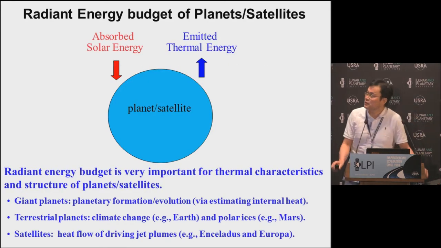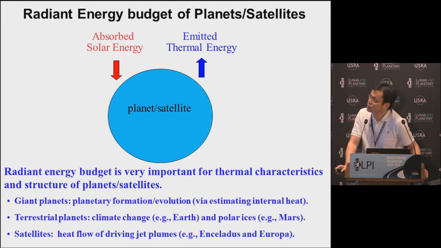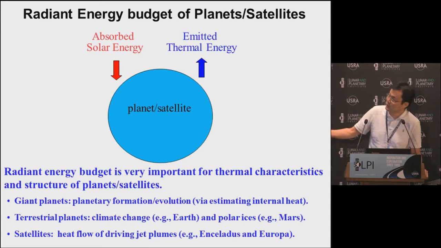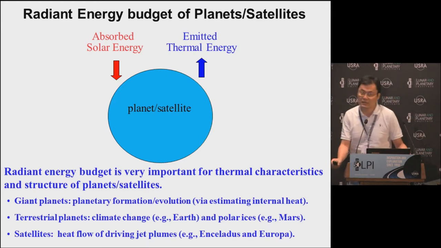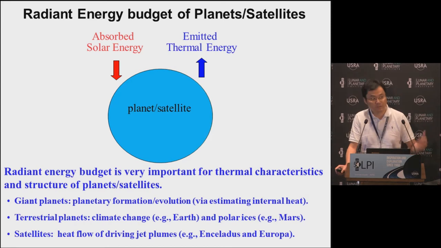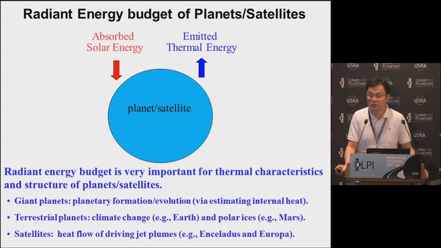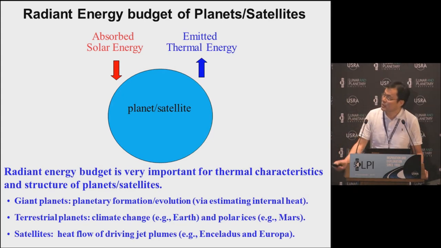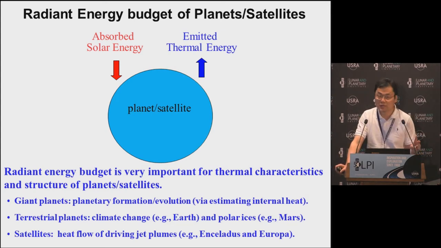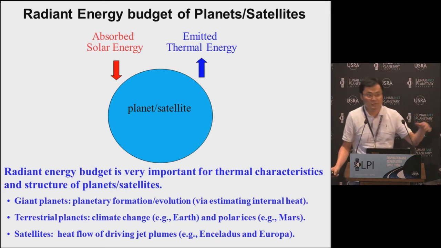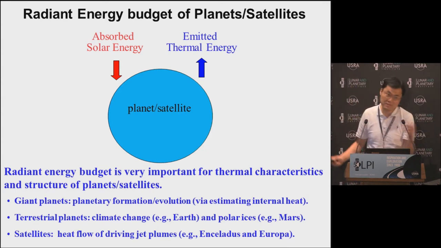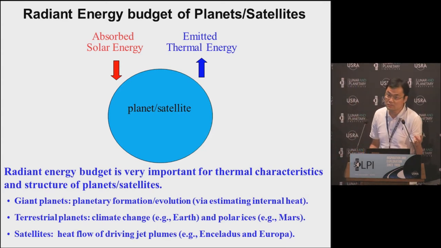Okay, right here is the big picture for the radiant energy budget for a planet or satellite. For whatever planet or satellite, it gets energy from the sun, and at the same time it radiates energy to space. So you have some balance at the top of the atmosphere. But anyway, for the terrestrial planets or satellites, there are only two energy sources. One is from the sun, the other is the outgoing energy. So basically two energy sources determine the energy budget.